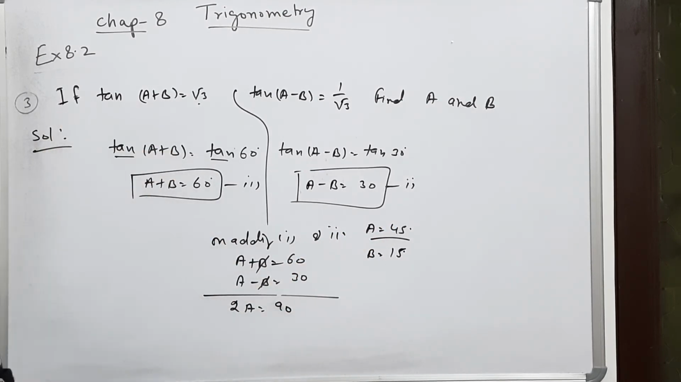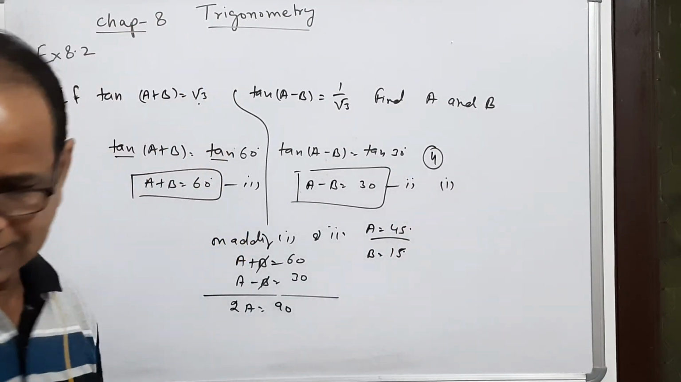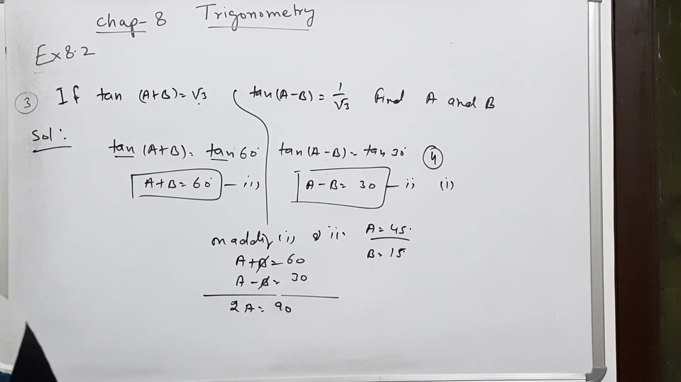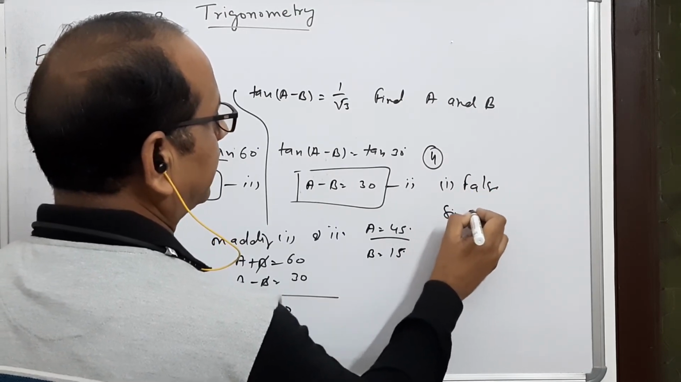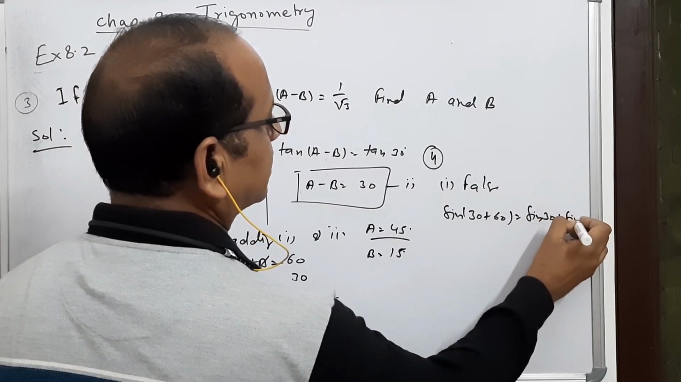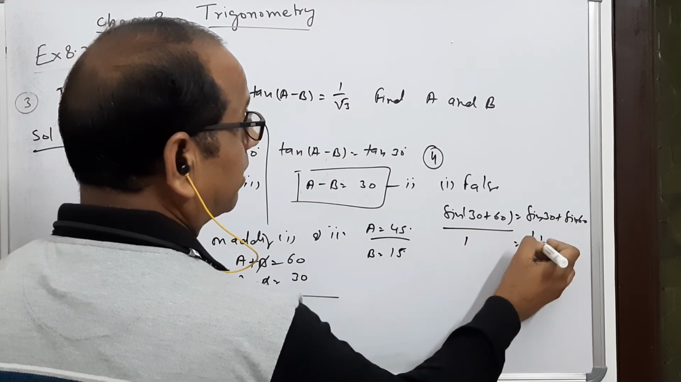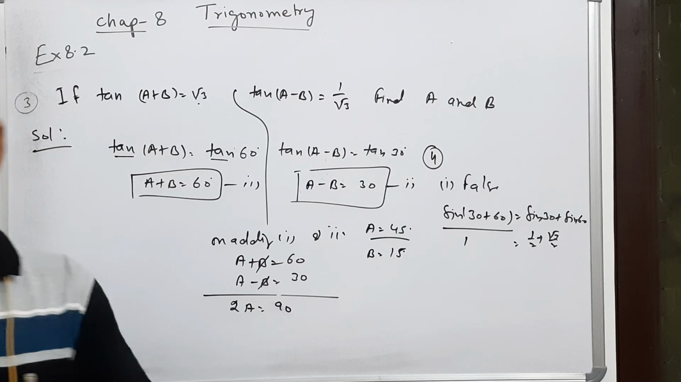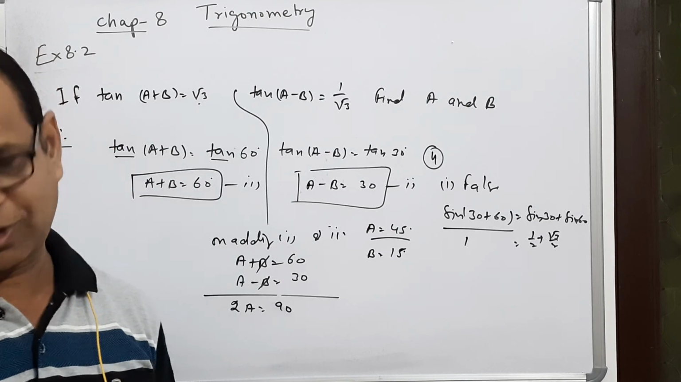So the answer is 45 and 15. That is the answer for the sum number 3. Now sum number 4 I am also explaining to you. It is an objective sum. The first part: sin(a plus b) equals sin a plus sin b. It is false. It cannot happen, because if I take sin(30 plus 60) and on this side I write sin 30 plus sin 60, you see this will be sin 90. So 1, and this is 1 by 2 and root 3 by 2. Now these two cannot be equal. So the first is false.